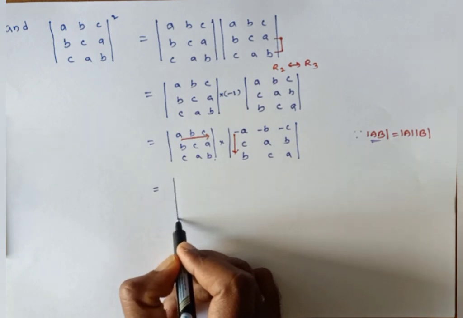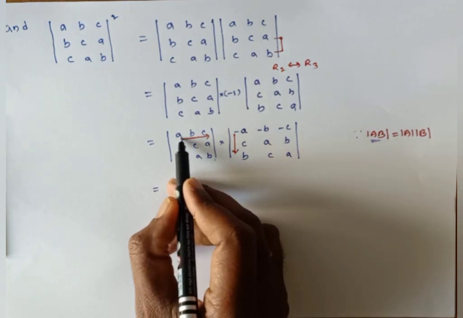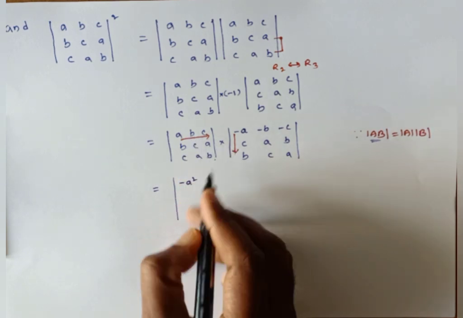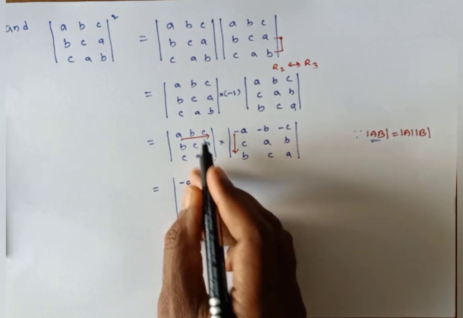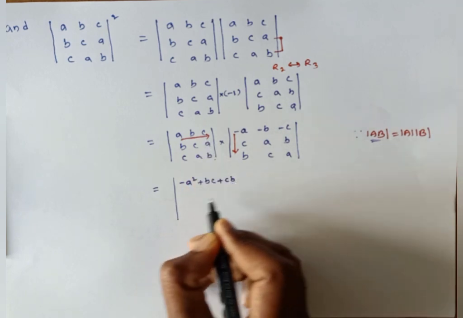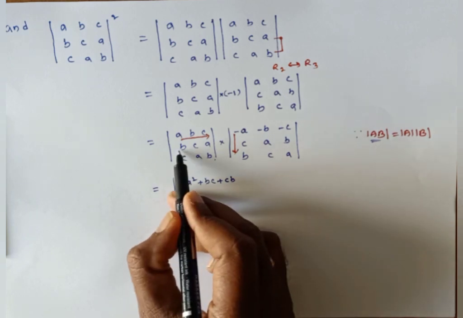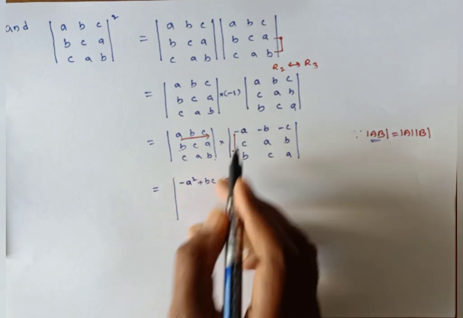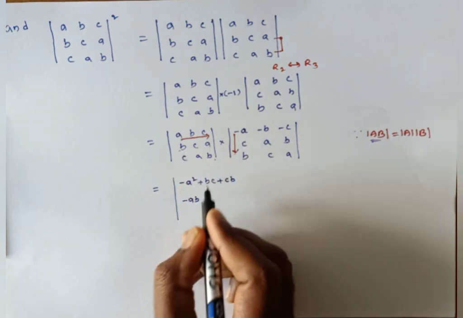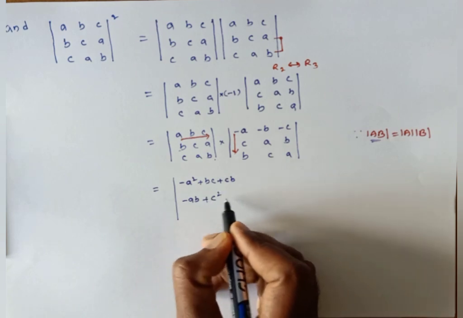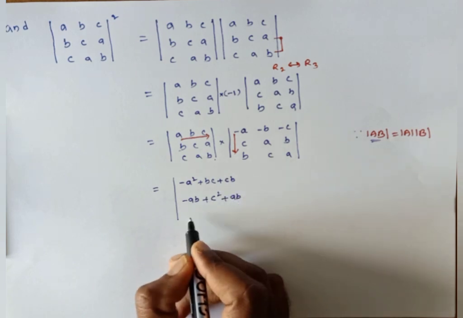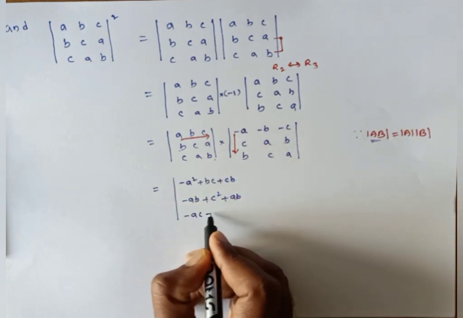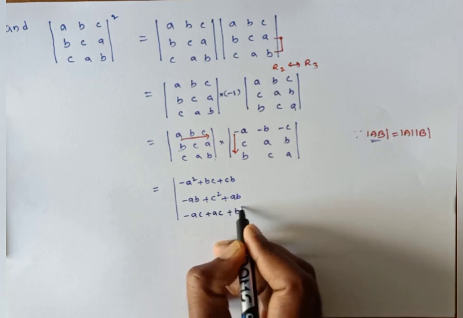Now the resultant is: a into minus a, that is minus a square, b into c plus bc plus cb. To get the next element, I need to multiply the corresponding elements of row 2 with the same column. So b into minus a, minus ab, plus c into c, c square, plus ab. And to get this element, this row with the same column, minus ac plus ac plus b square.